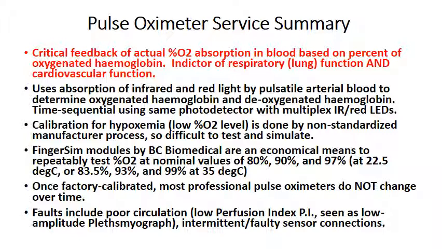The calibration for hypoxemia, low levels of oxygen saturation, is done empirically by the manufacturer, so it is non-standardized and very difficult to simulate at low levels. FingerSim modules by BC Biomedical give you some ability to check those levels above 80%, and most importantly, at levels below 90%, which are hypoxic levels. However, once factory calibrated, most professional pulse oximeters do not change much over time.